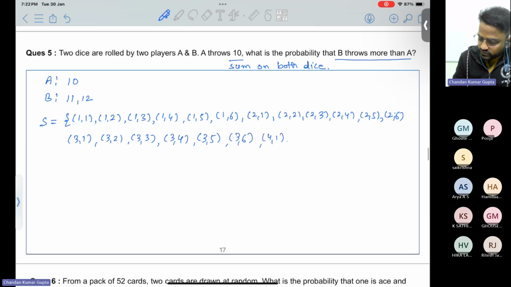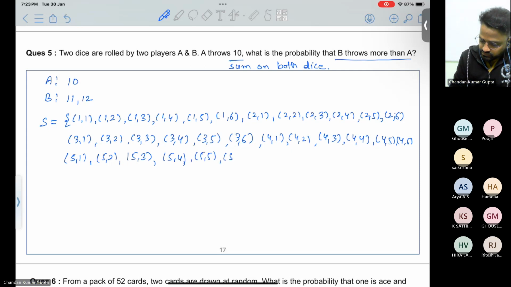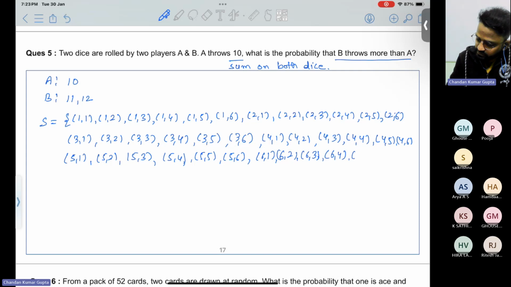3 6, 4 1, and 5 1, 5 4, and the last is 6 1, 6 2, 6 3, 6 4, 6 5, and 6 6.